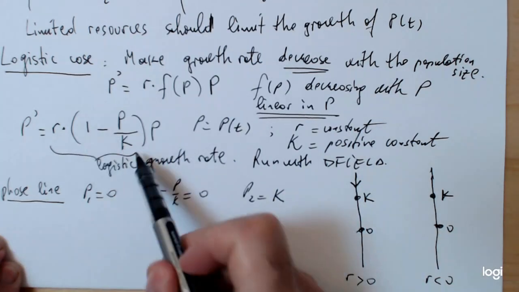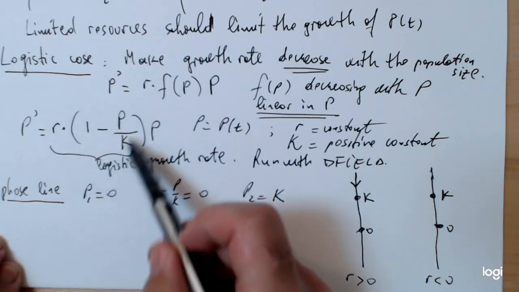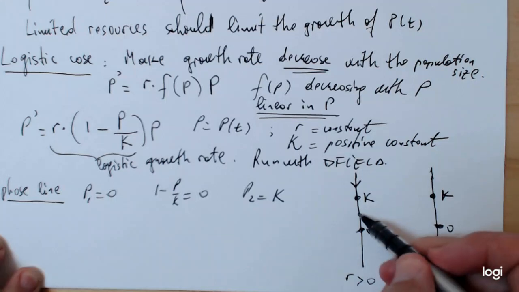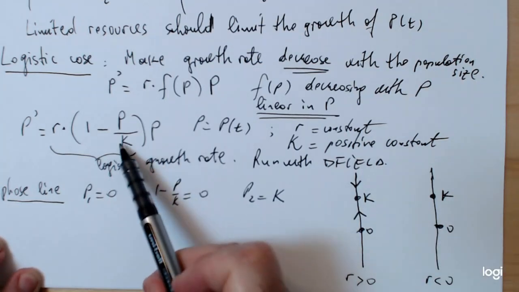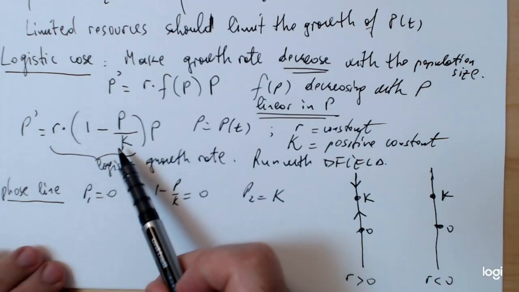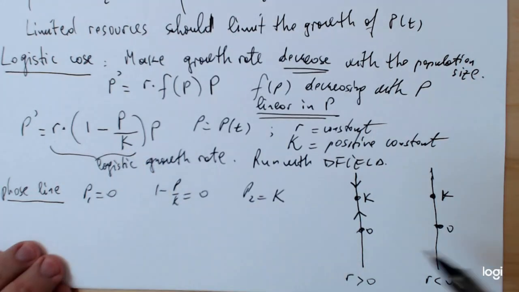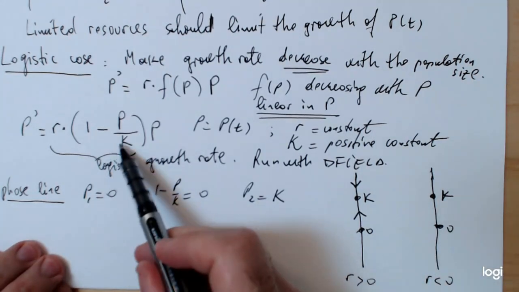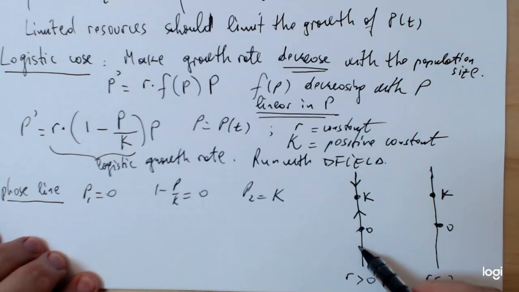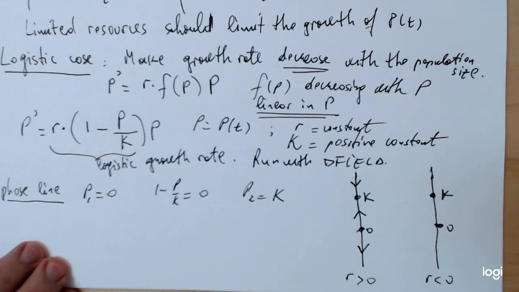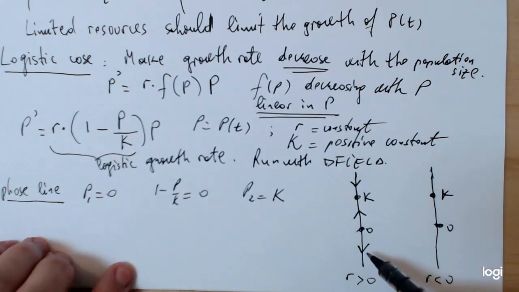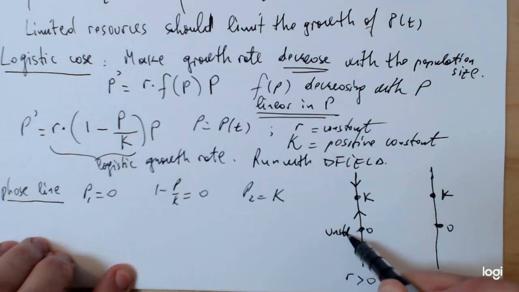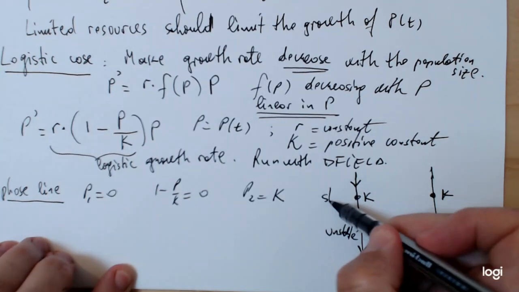If I start between 0 and K, this parenthesis becomes positive. And if I start with something below 0, which we want to do, I'll talk about that immediately, if we start with something less than 0, then the population, I'm not going to call it population obviously, but P of t goes to minus infinity. So it's going to decrease. So this will be an unstable point, 0, and this K will be stable.